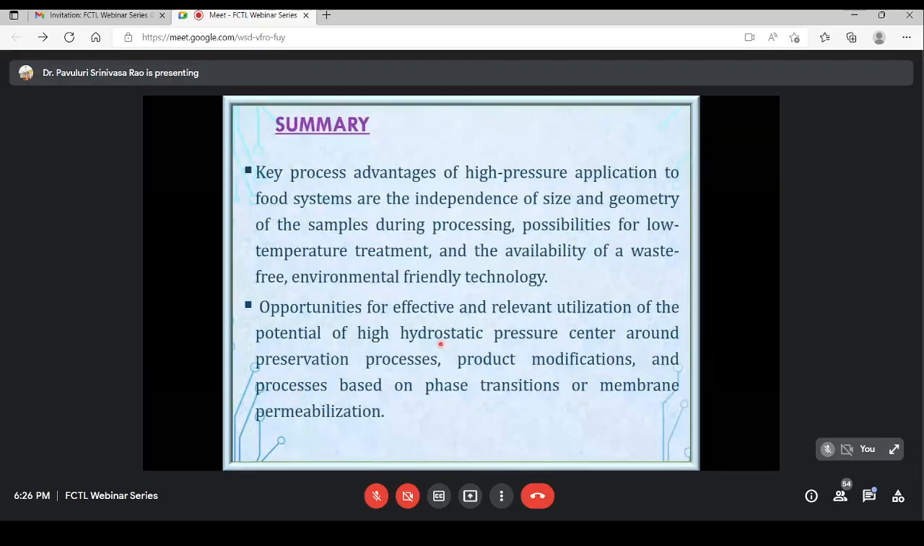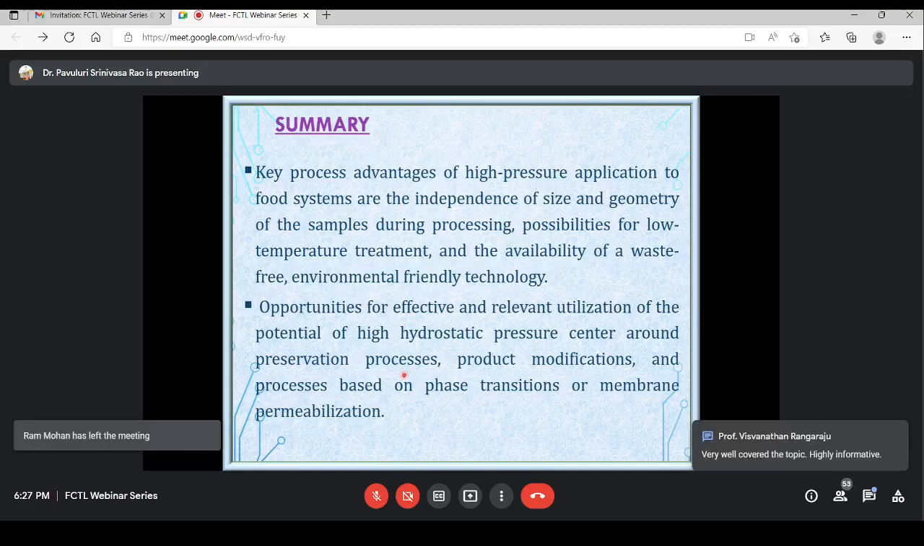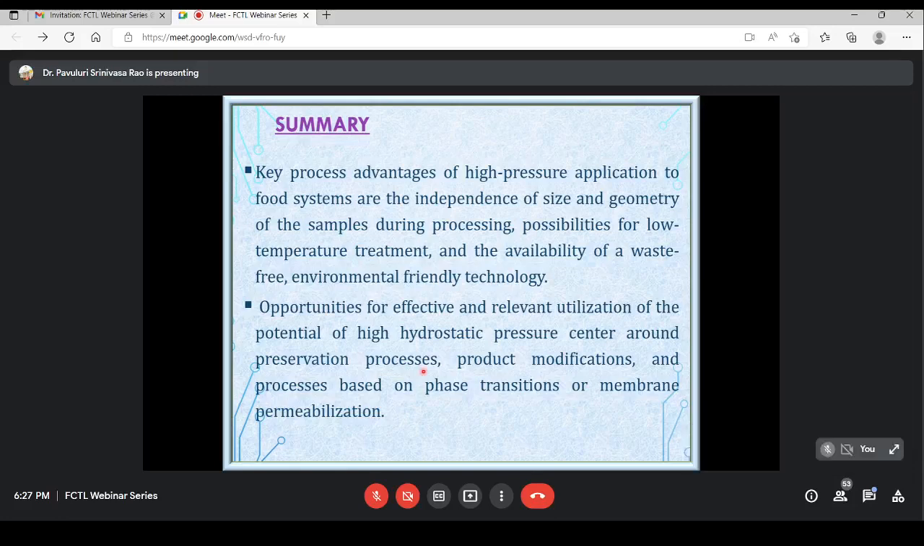Overall, the key process advantages of high pressure applications to food systems are the independence from the size and geometry of the samples during high pressure processing, the possibility of low temperature treatment, which is a very important aspect, and the availability of a waste free, environmentally friendly technology, which is the concern of today from the industry point of view. There are also opportunities for effective and relevant utilization of the potential of high hydrostatic pressure, centered around preservation processes, product modifications, processes based on phase transitions, or membrane permeabilization. But much of the focus is only on the preservation processes, though there are a lot of cross applications, including the development of intermediates with improved product characteristics. So that's a segment one needs to explore.